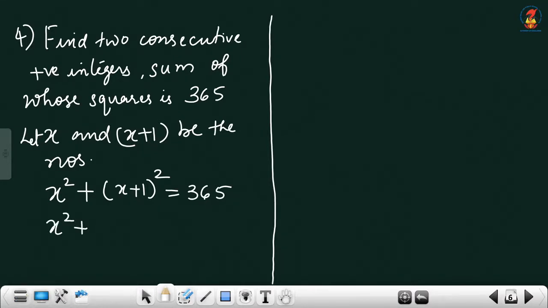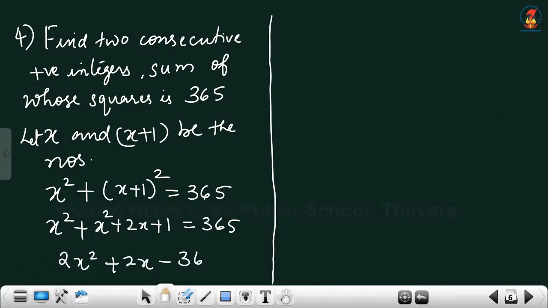So, it is x square. Here you have to use a plus b whole square: a square plus 2ab plus b square is equal to 365. So, you can write this as 2x square plus 2x minus 364 equal to 0. So, 2 is common throughout, so we can divide throughout by 2. So, the equation is x square plus x minus 182 equal to 0.